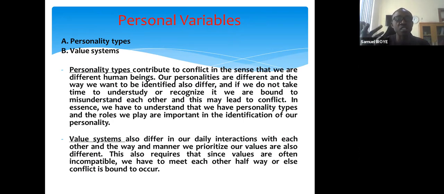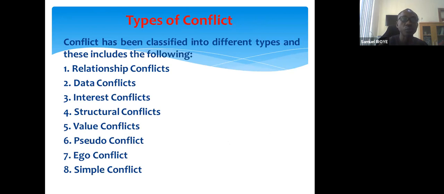Then the second part of it is the value system. Our values are different from each other. Personality deals with who you are, your person as an individual, what you stand for as an individual, while value system stands for your beliefs. Your social values and your religious values are part of your value system.